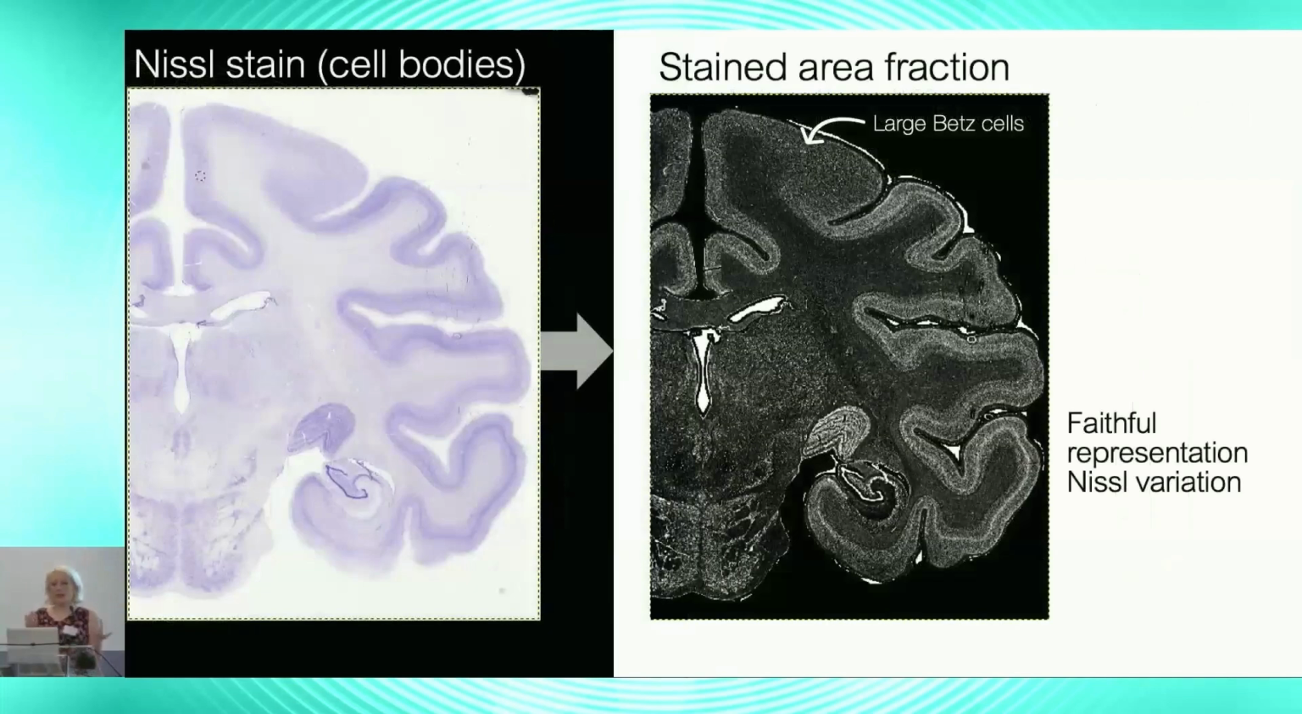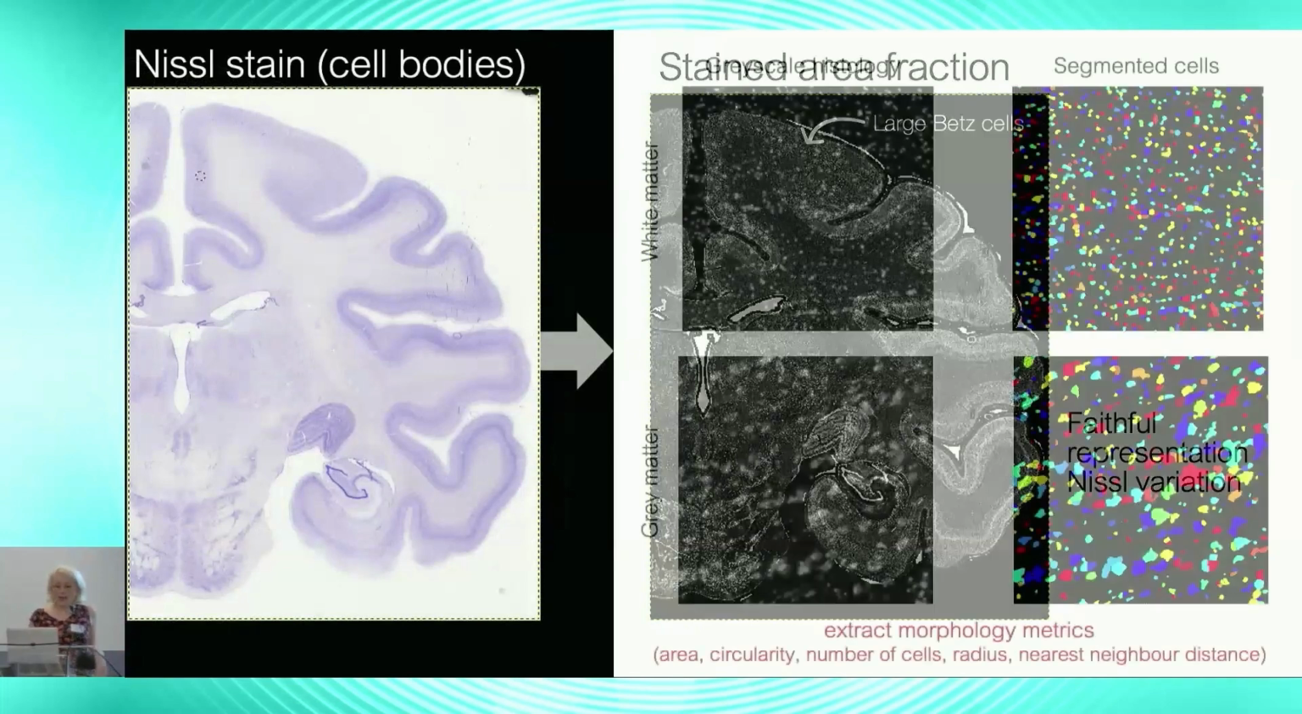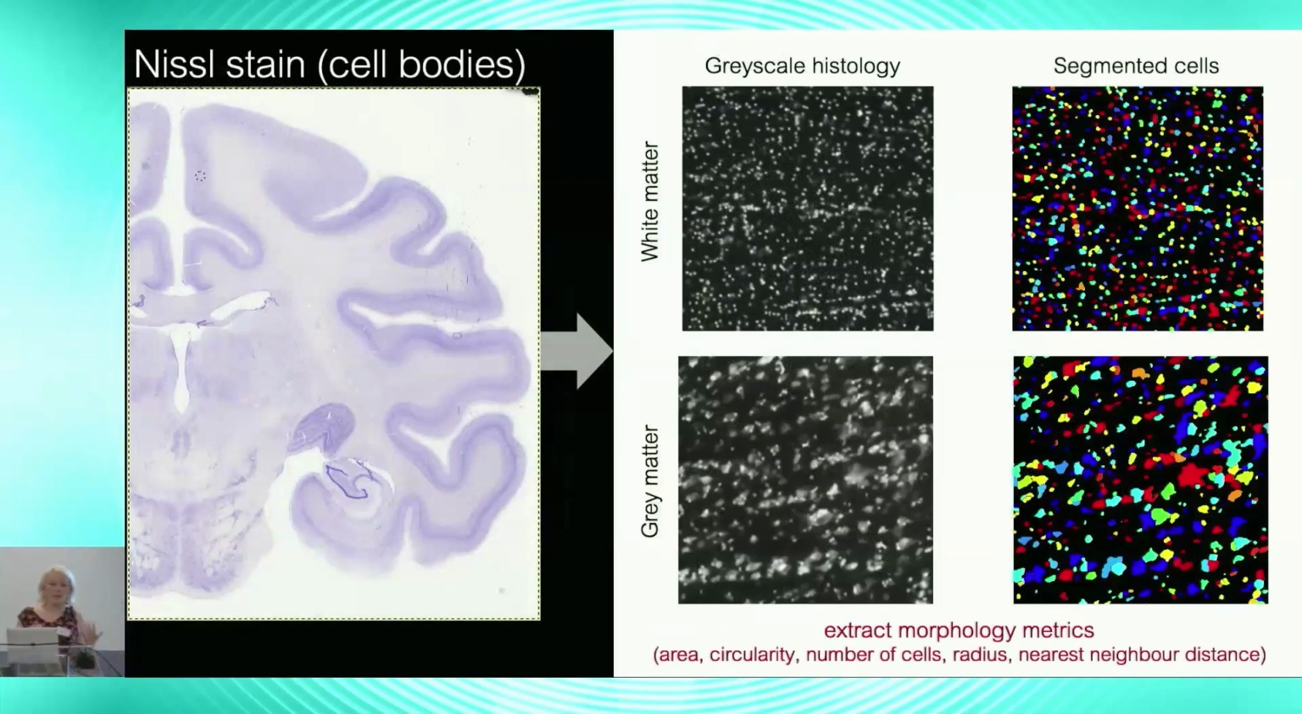We can perform similar stain segmentation using Nissl stains to produce these stained area fraction maps that, again, are a faithful representation of the Nissl variation. But here we can go further and we can aim to segment single cells from the histology data. Once we've done this, we can extract morphological metrics such as approximate cell area, circularity, the number of cells, the radius, or the nearest neighbor distance.